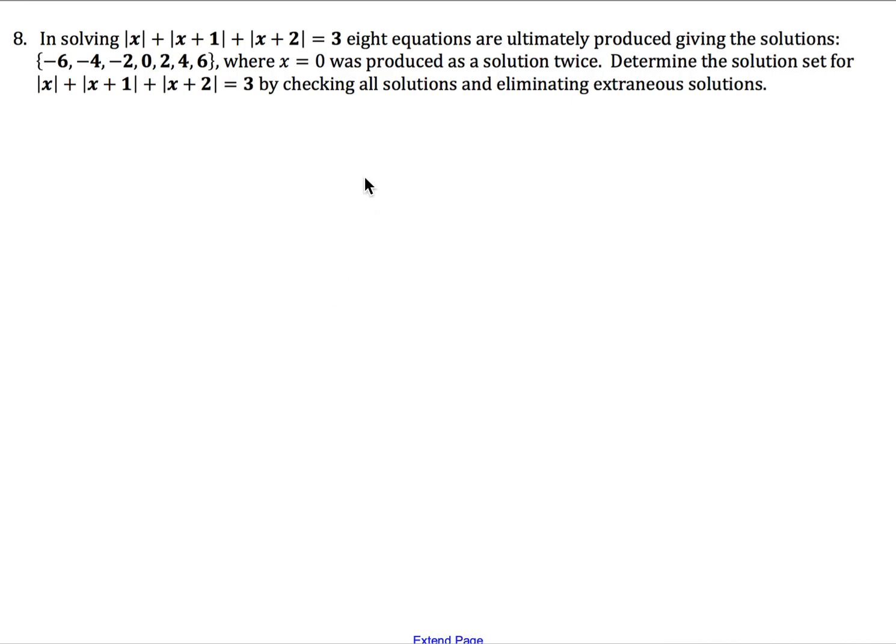So when you do the solving on this, which takes pretty much a full sheet of paper to do this problem, and you wouldn't be expected to be able to do it as an 8th grader, but if you do solve through it, you get those 7 different solutions. Check them and see which ones actually work.